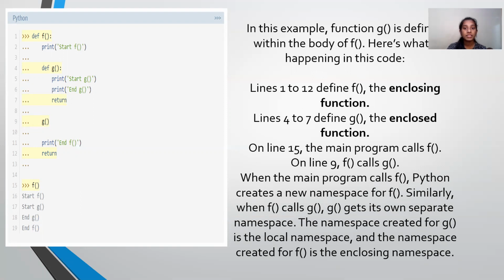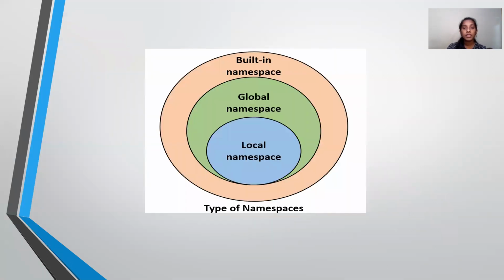When the main program calls the function f, Python creates a namespace for the function f. Similarly, when the function f calls the function g, g gets its own separate namespace. The namespace created for the function g is the local namespace, and the namespace created for the function f is the enclosing namespace. So, like this, we can understand the enclosing and local namespace. This is the flowchart for the namespaces: built-in namespace, then global namespace, and then local namespace. These are the types of namespaces in Python.